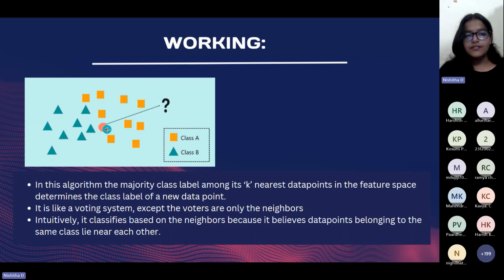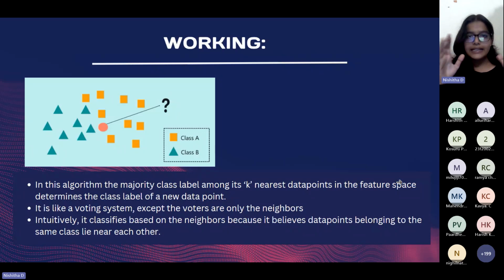You don't have to restrict yourself to K as 3. You can even consider 5 data points, 6 data points, however many. Okay, so in this algorithm, the majority class amongst the K nearest neighbors is the class label of the test data point. But what is feature space over here?